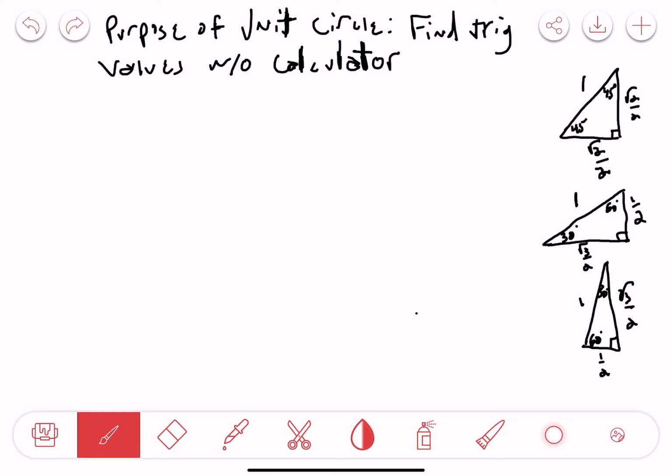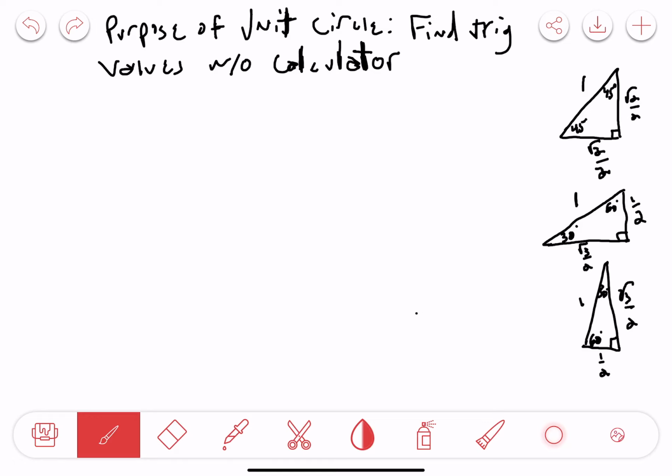The purpose of the unit circle is that there's some angles that you can find their trig values easily without a calculator. And so that's what we're going to be doing, is building this circle that helps us remember and memorize certain trig values. Not every single trig value is going to be able to be found without a calculator, but I'm going to help show you which ones can.